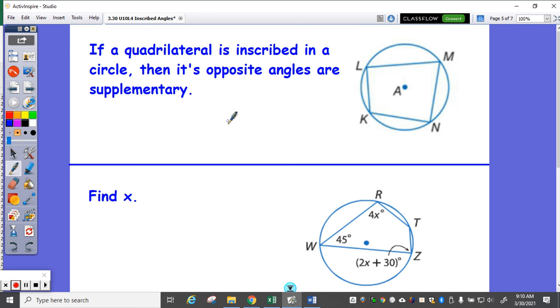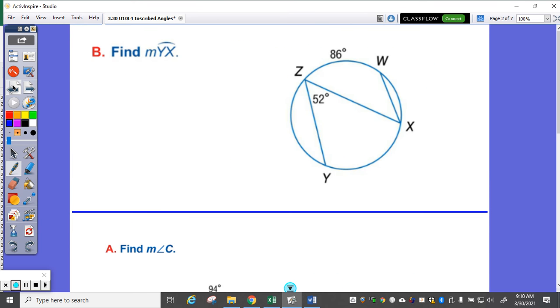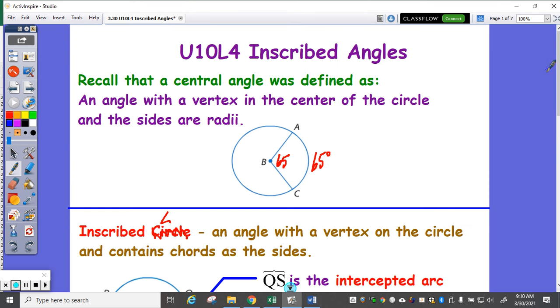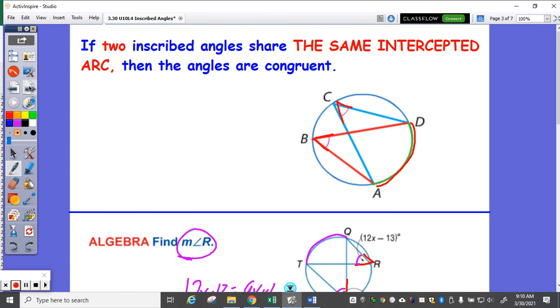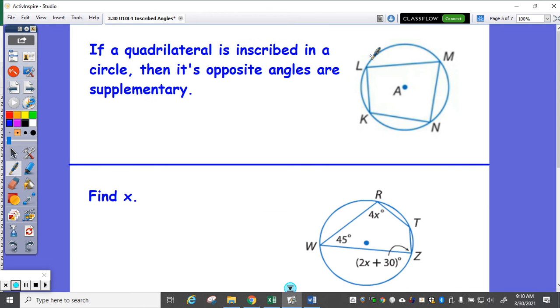Inscribed. Remember what inscribed meant. Inscribed meant that the angle itself is on the circle. So if I have a quadrilateral, which has 4 sides, an inscribed quadrilateral means that the vertices are on the circle itself. Now, if you have an inscribed quadrilateral, the opposite angles are supplementary.